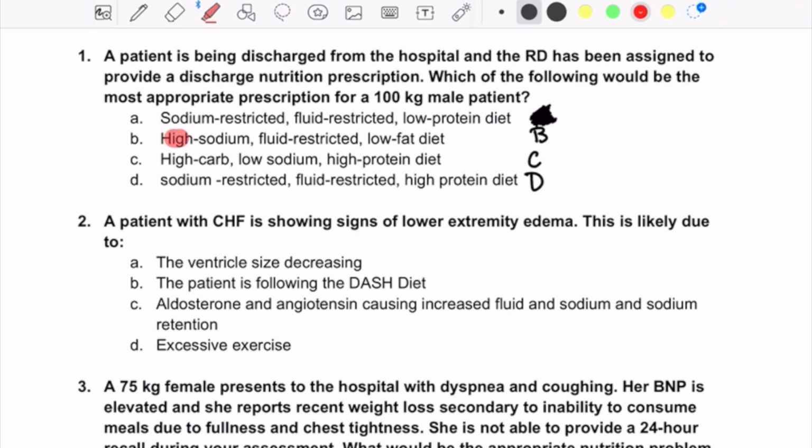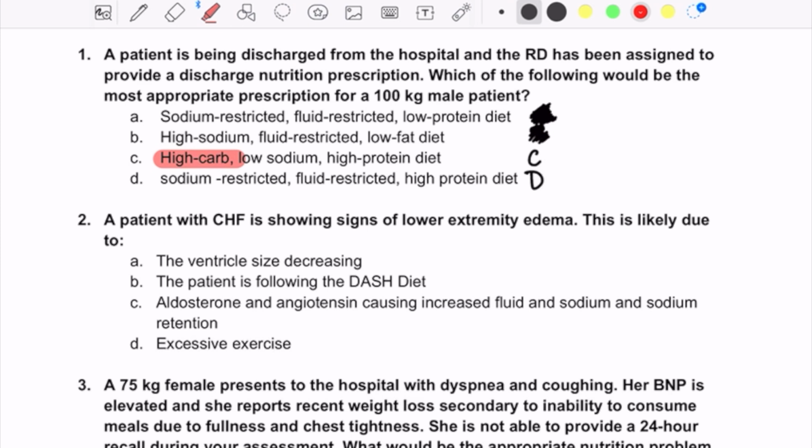We don't recommend a high sodium diet for a patient with CHF, so I don't think B would be an appropriate answer either. C, high carb, low sodium, high protein diet. I don't remember carbohydrates being mentioned much in this. I'm going to put a little question mark by C for right now.